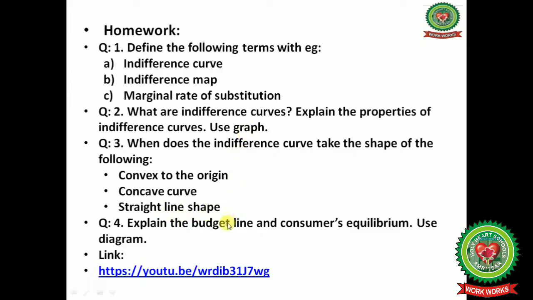Next one is, explain the budget line and consumer's equilibrium, use diagram. And students, please go through the YouTube links also for more clarity, and hope you all will complete your notes in your fair copy for better learning.